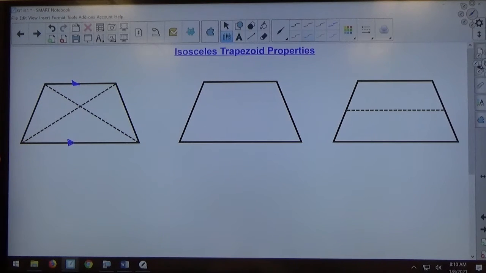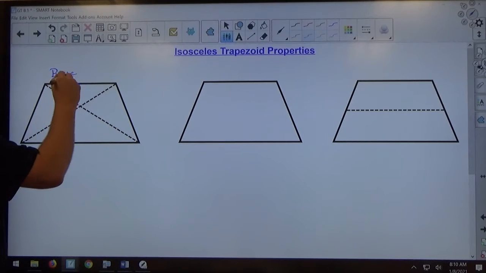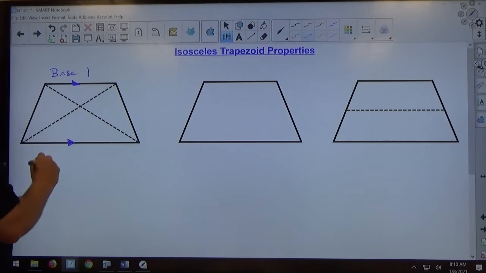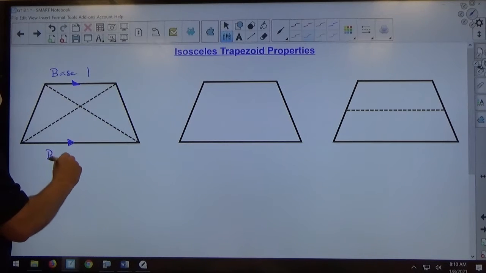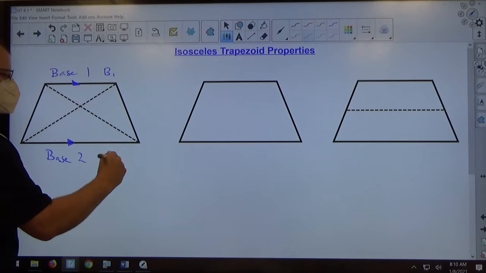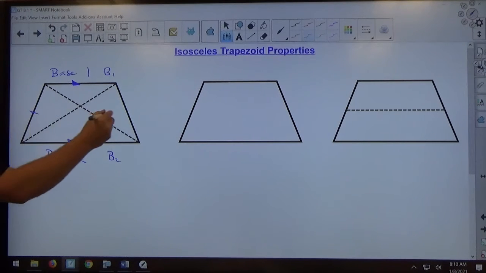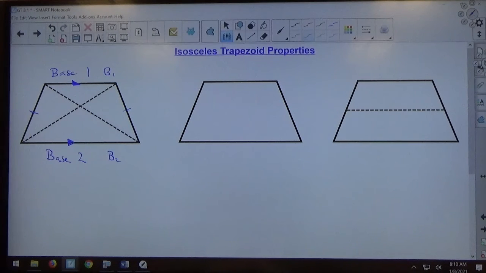The parallel sides are called bases. Usually there'll be base 1 and base 2 is how they refer to them. And it would be like B sub 1 in a formula, B sub 2 in a formula, if they were to write a formula. And an isosceles trapezoid, much like an isosceles triangle, has equal sides, but specifically the sides that aren't parallel are equal, or congruent. So this side is congruent to that side. That makes this an isosceles trapezoid.